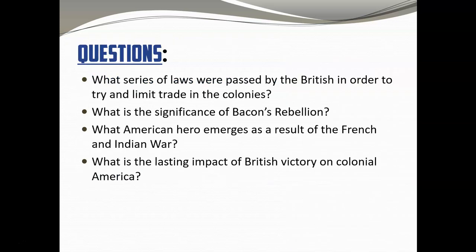So, for your questions today, I'm just going to review a few things, because I do want you to consider what we talked about in Unit 1. What series of laws were passed by the British in order to try to limit trade in the colonies? Okay, I want you to think back to Unit 1, something we talked about that was trying to limit trade in the colonies and trying to make sure that they got their cut. What is the significance of Bacon's Rebellion? Who emerged as the hero of the French and Indian War? And what is the lasting impact of the British victory on colonial America?